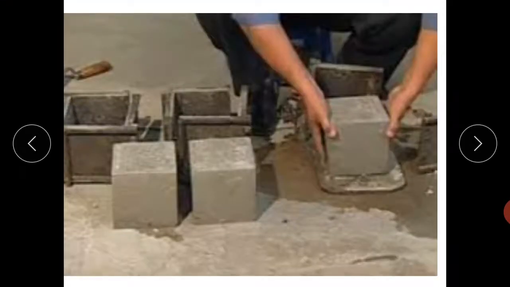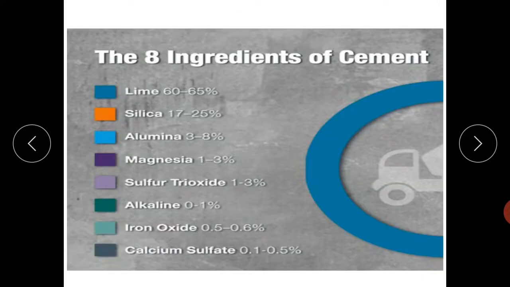So generally the material used for the construction of a framed structure is reinforced cement concrete. Concrete is a mixture of cement, fine aggregate and coarse aggregate. Cement is used as a binding material. It consists of lime as a major component, that is 60 to 65%, then silica, alumina, magnesia, sulfur trioxide, alkaline iron oxide, calcium sulfate, etc.